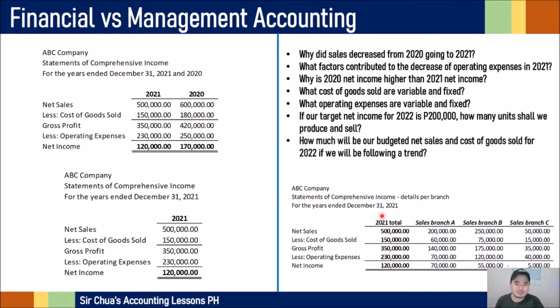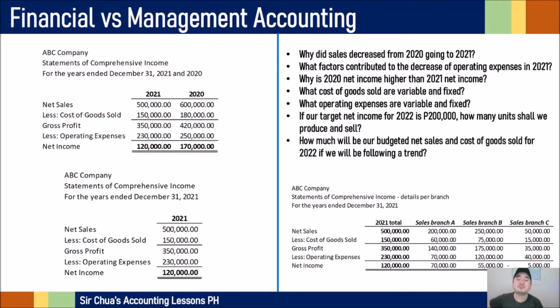You can detail it per department, per branch, so that you can see which branch is the best performing branch in terms of income. It's branch A, kasi siya yung highest na net income. Which branch gives you the lowest net income? Net loss pa nga. Sales branch C. Now, question of the management. Do you think we shall discontinue our branch C?